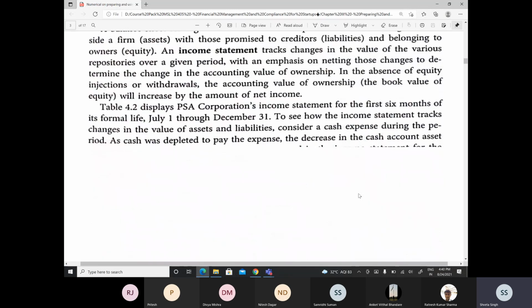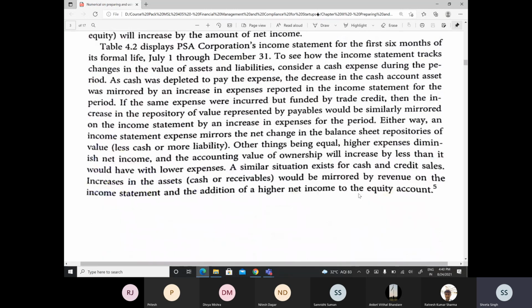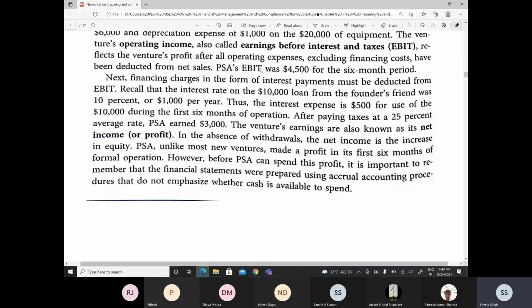Yeah, so after we have come to EBIT, next, financing charges in the form of interest payments must be deducted from EBIT. Recall that the interest rate on the $10,000 loan from the founder's friend was 10%, or $1,000 per year. So naturally, if it is $1,000 for 1 year, then for 6 months you will only pay $500. Thus, the interest expense is $500 for the use of $10,000 during the first 6 months of operations.